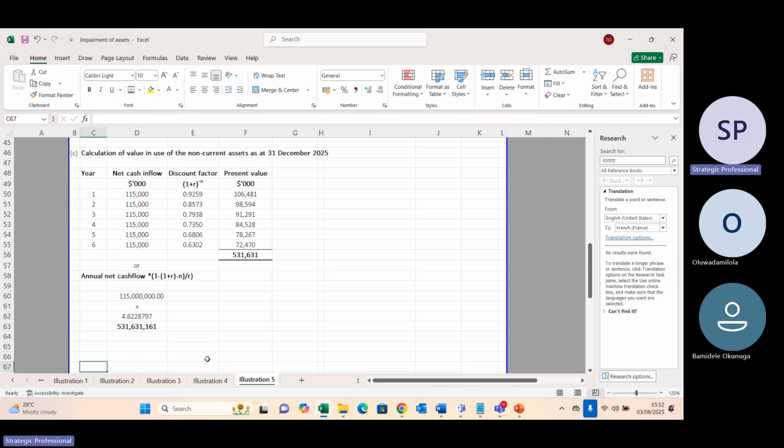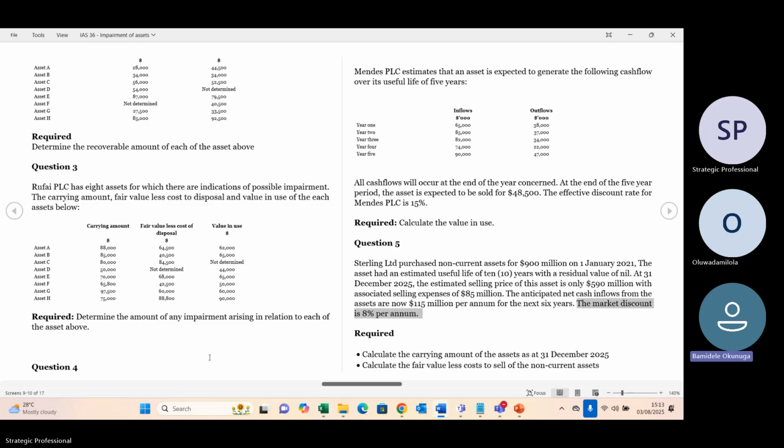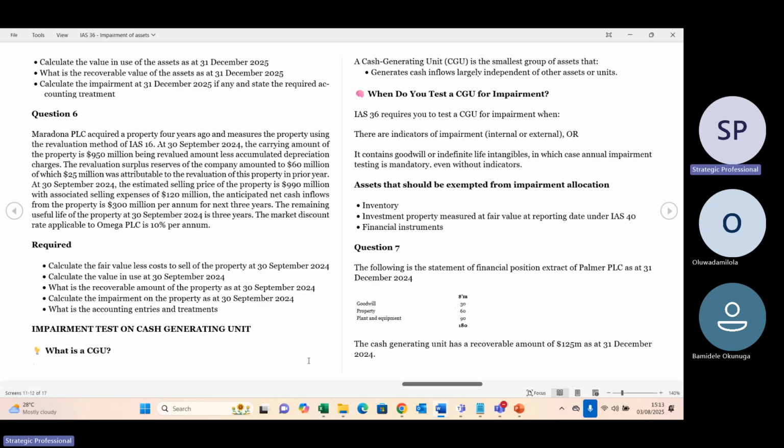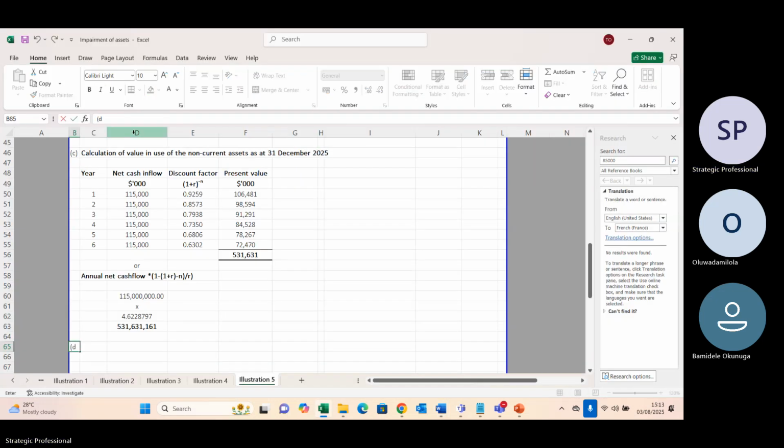Okay. Should we move on? Yes, sir. Yes, let's. Okay. So the next bit is, what is the recoverable value of the assets as at 31 December 2025? So that's our next D.